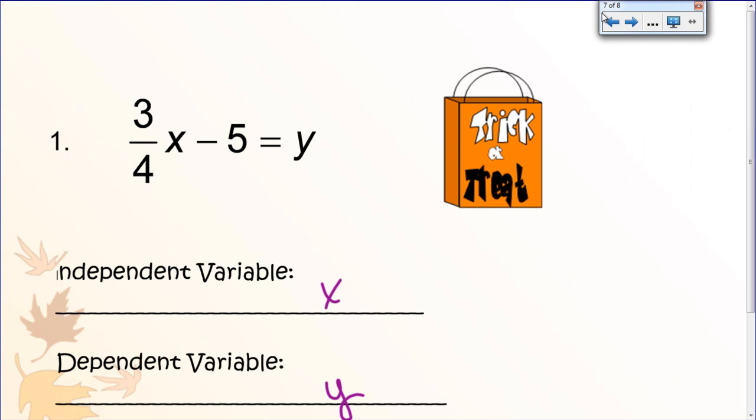So that is independent and dependent variables. That's what we're going to practice tomorrow in class, and we're also going to practice this Friday in class. So we're going to do a lot of practice with independent and dependent. It tells you it's probably very important.